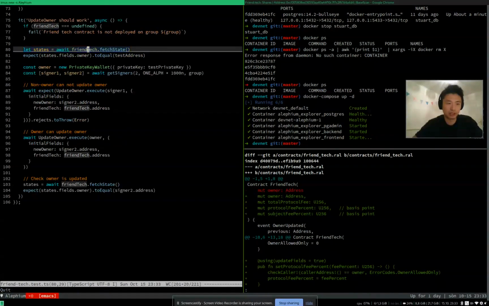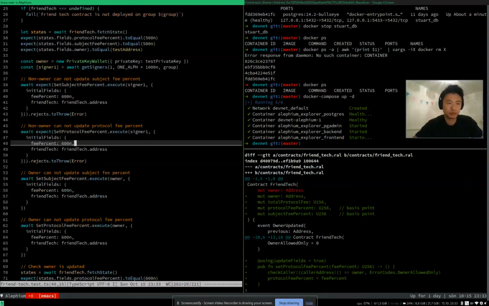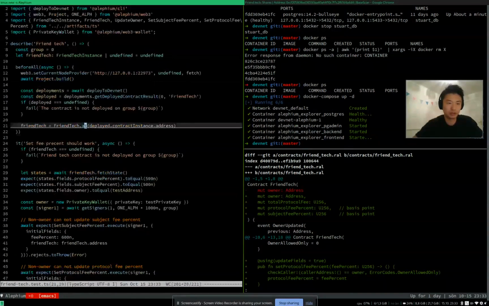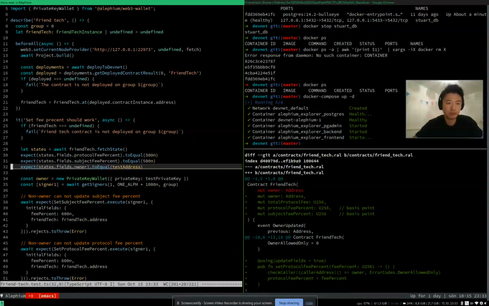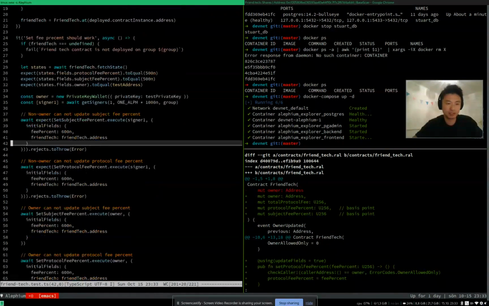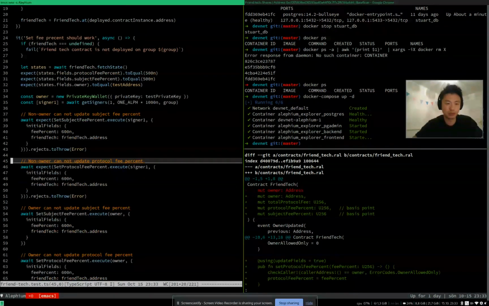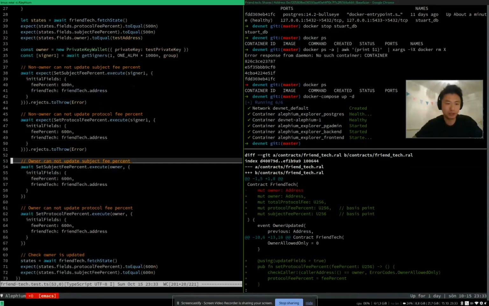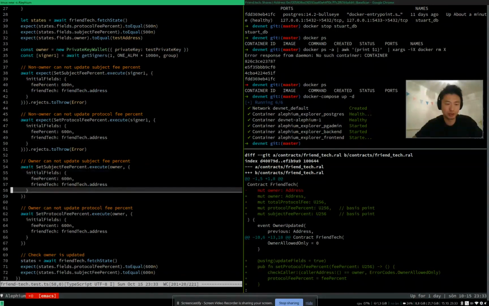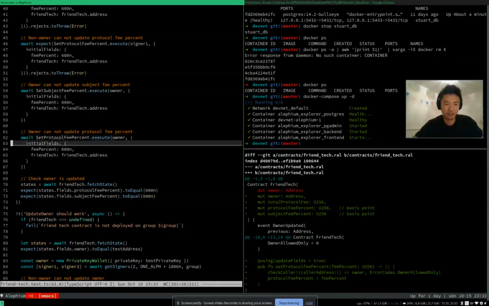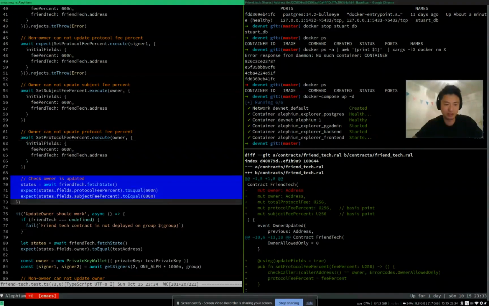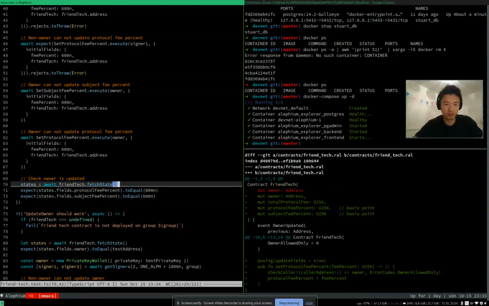And if we look at the test, we have a new test called set fee percent should work. Basically, this verifies that a non-owner should not be able to update the protocol fee and subject fee. And once the owner calls these functions, they should be able to update the values. Then after this is executed, the state of the contract should be updated as well, in this case, to 600.